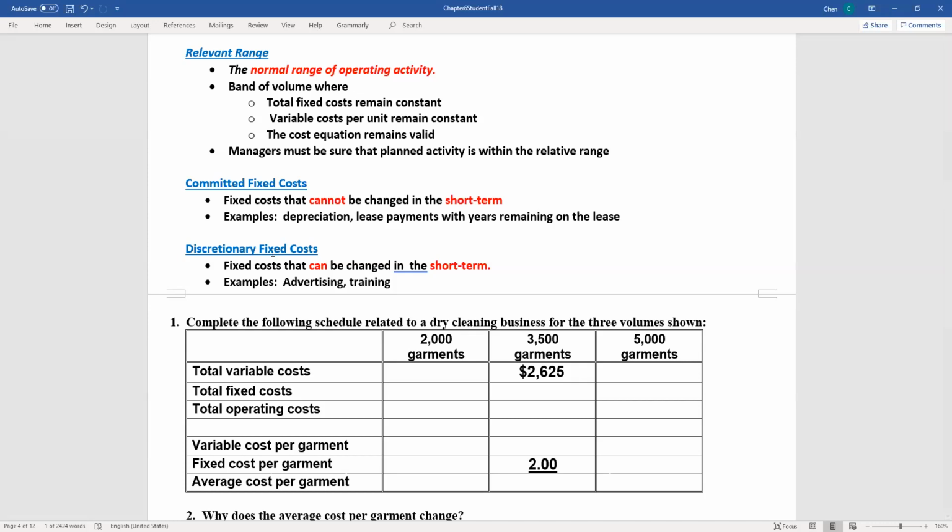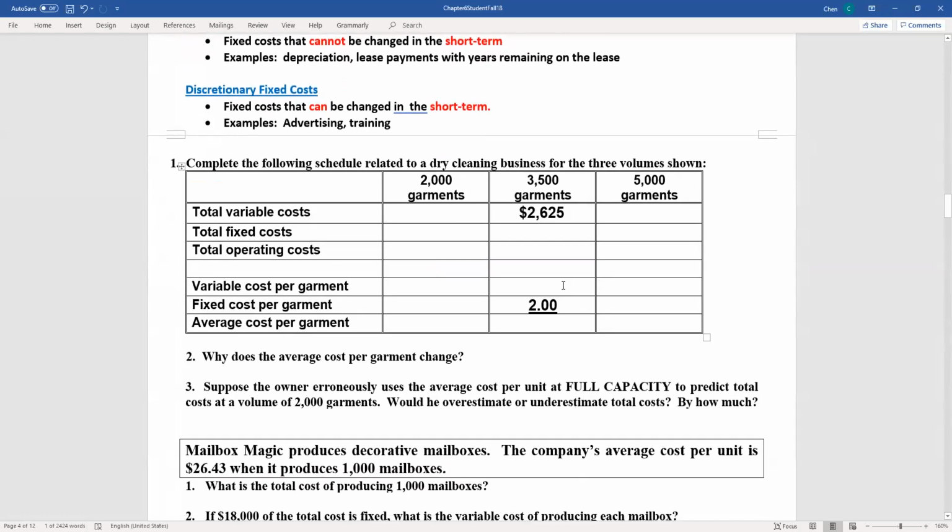When we talk about fixed cost, it just means that it is fixed because it does not change as your activity volume changes. But it doesn't mean that fixed costs will stay constant all the time, because fixed costs can be changed in the short run, such as advertising. Advertising cost does not change as your activity volume changes, but you can make a decision whether to do advertising or not. So that's why this is a discretionary fixed cost.